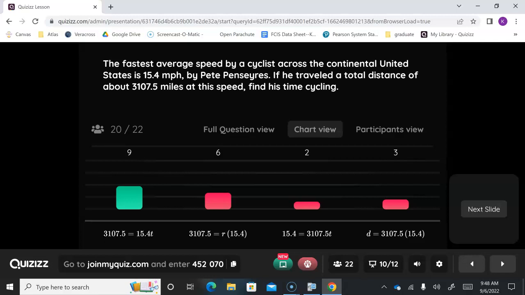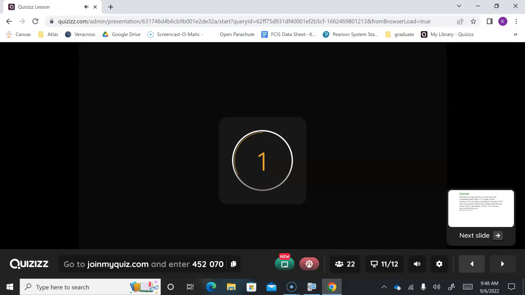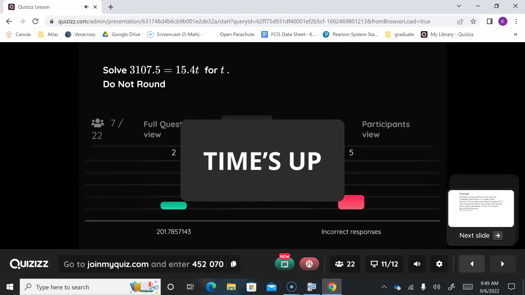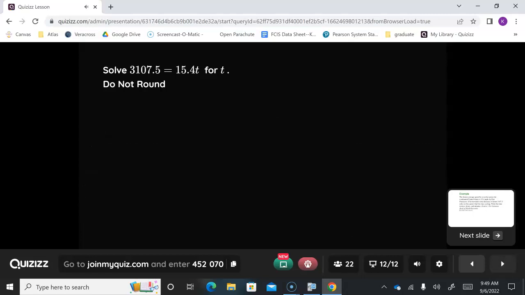Distance and rate. Distance and rate. Now, solve for time. Do not round. This class ends at 55. Do not round. Write it as is. It's going to be a big long number. Do not round. All right. Fun fact. There's your answer.